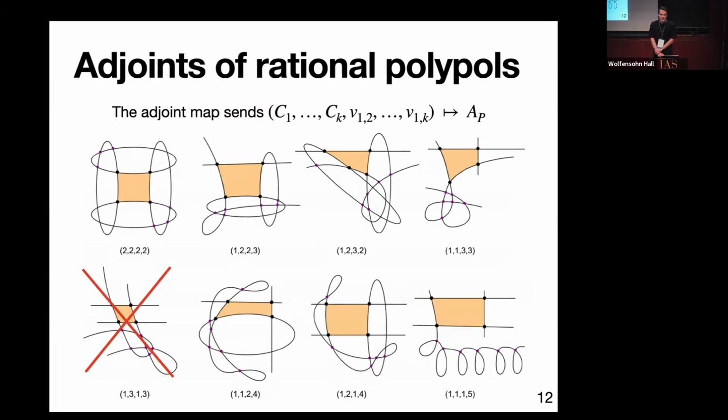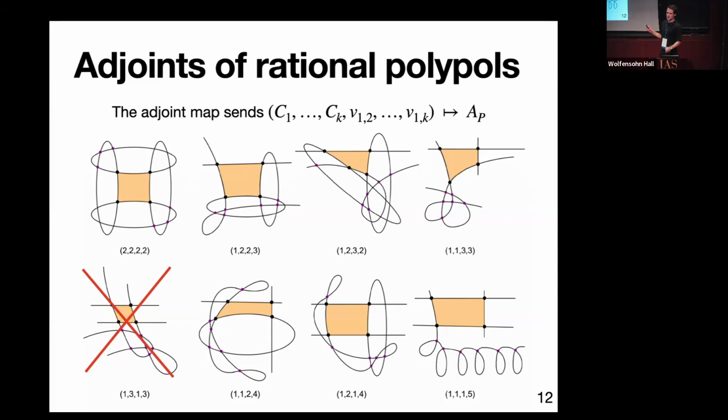You can study the adjoint map like we did before. We could ask what kind of polypols, so the other way around: in which scenario is the map that sends a polypol to its adjoint generically finite? And when you do this, by comparing dimension, it turns out that there are only 9 possibilities. The number 9 is the case 1, 1, 1, 1, 1, 1, 1 with the heptagon, right? And the only other possibilities are shown on the slide. Otherwise this dimension comparison fails.